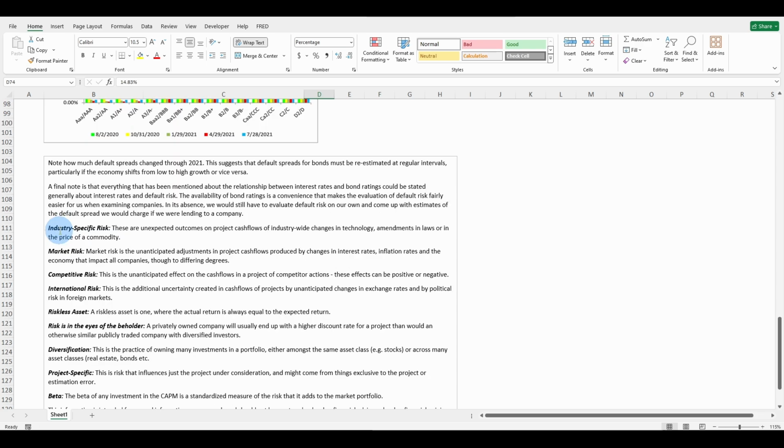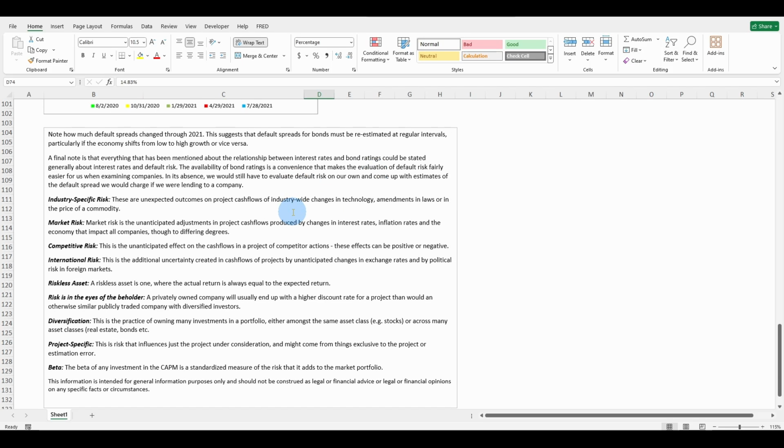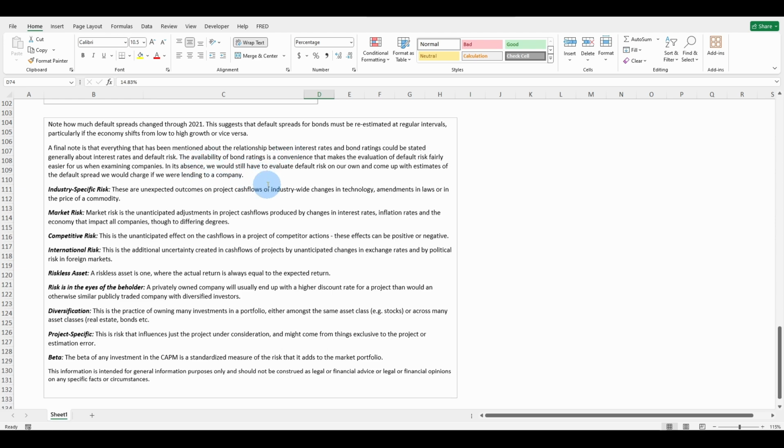A final note is that everything that has been mentioned about the relationship between interest rates and bond ratings could be stated generally about interest rates and default risk. The availability of bond ratings is a convenience that makes the evaluation of default risk fairly easier for us when examining companies. In its absence, we would still have to evaluate default risk on our own and come up with estimates of the default spread we would charge if we were lending to companies.